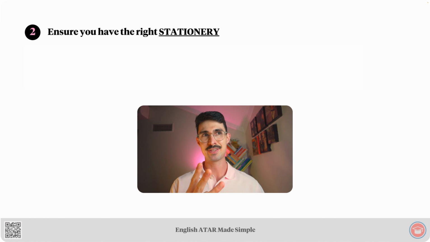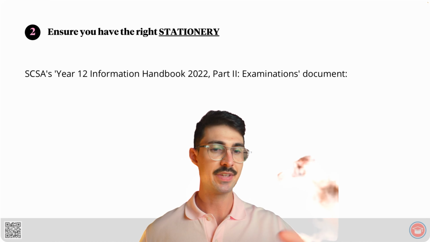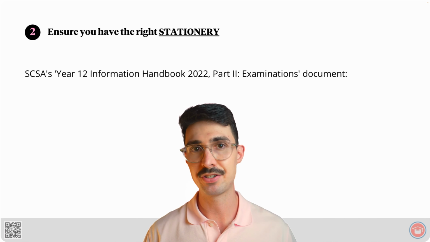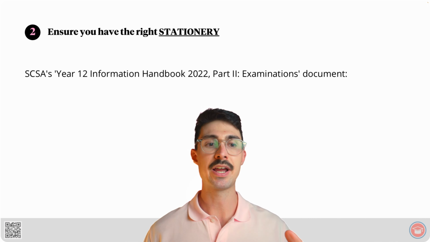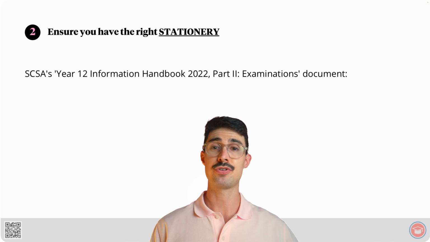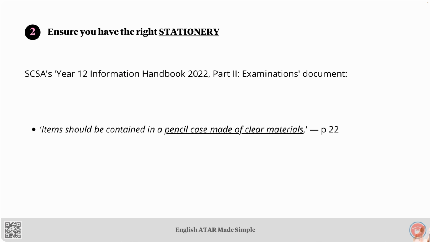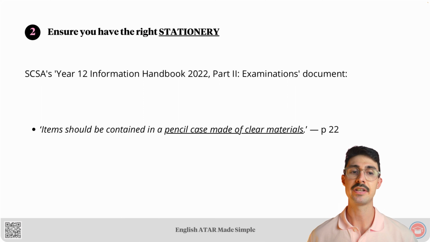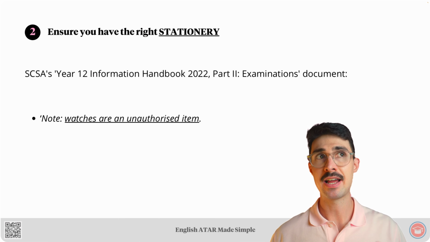3 more things I'd like to say about stationery. This handbook, Year 12 Information Handbook 2022, Part 2 Examinations, or the most current edition of it, is where you can get all the information on what to do and what not to do in an exam. This is on page 22. Items should be contained in a pencil case made of clear materials. Note, watches are an unauthorized item.